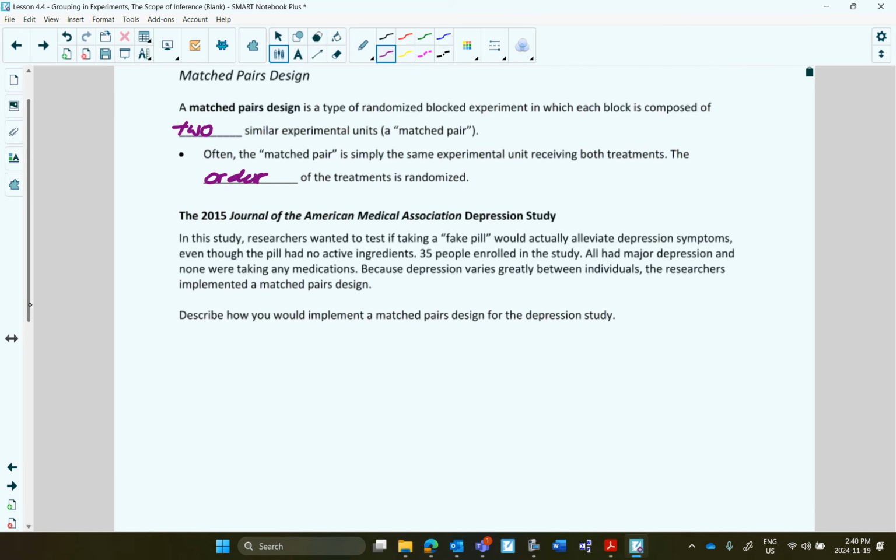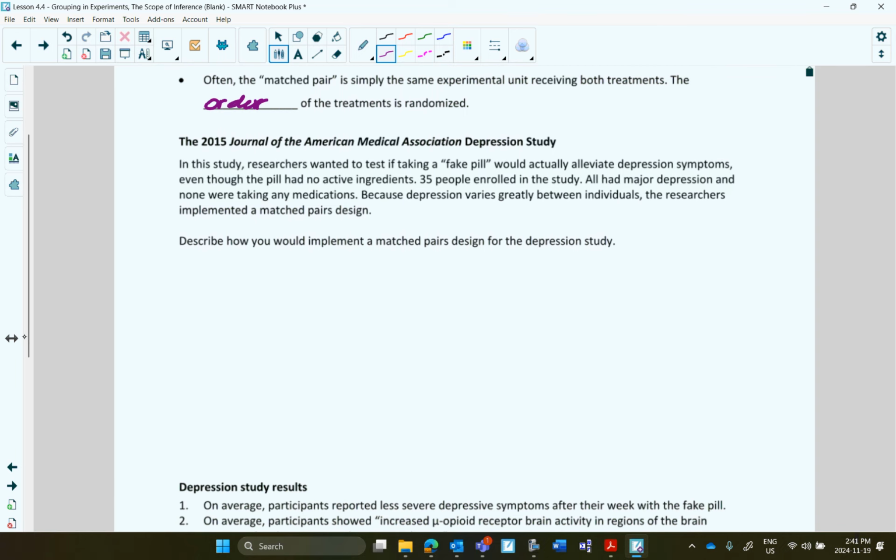So let's look at another example. In this study, researchers wanted to test if taking a fake pill, a placebo, would actually alleviate depression symptoms, even though the pill had no active ingredients. 35 people enrolled in the study, all had major depression, none were taking any medications. Because depression varies greatly between individuals, the researchers implemented a matched pairs design.